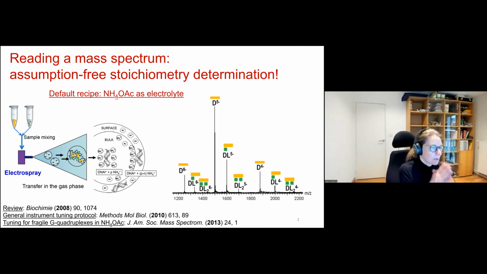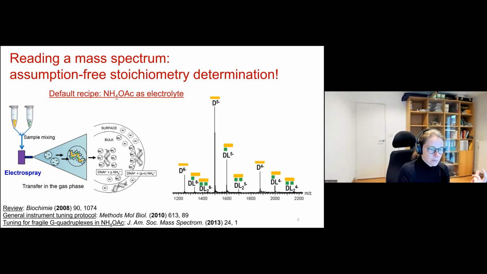And the most important thing to remember with mass spectrometry, maybe the one big take-home message, is that when you're reading a mass spectrum, you are really reading the stoichiometries of the complexes that you form. So I will take a minute or so to explain how to read the mass spectra, because it's overall quite easy. What we do is we start from oligonucleotides that we purchase, so we know the mass of the oligonucleotides.